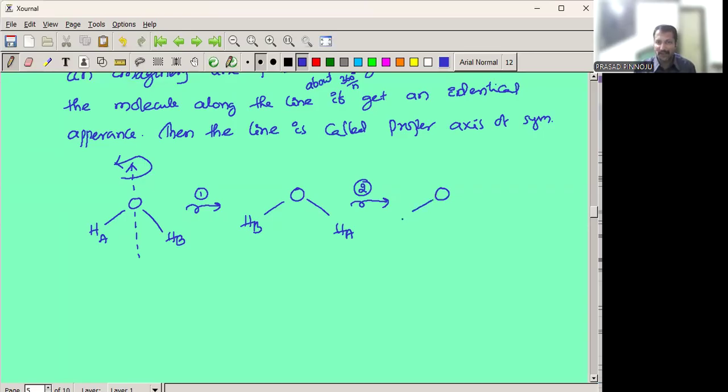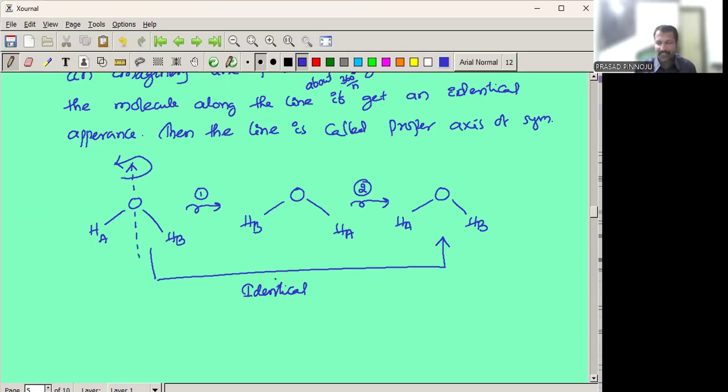Same. So I am doing another rotation, watch now, HA and HB. So now observe. Are this molecule and this molecule the same or different? Same, sir. Identical.